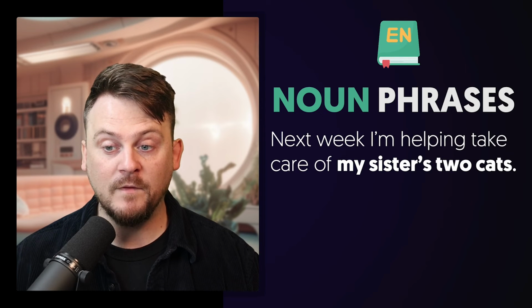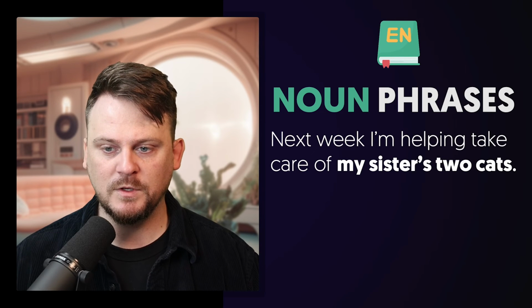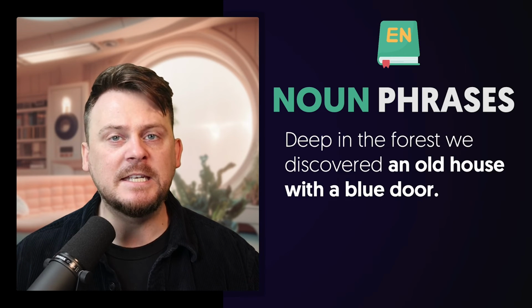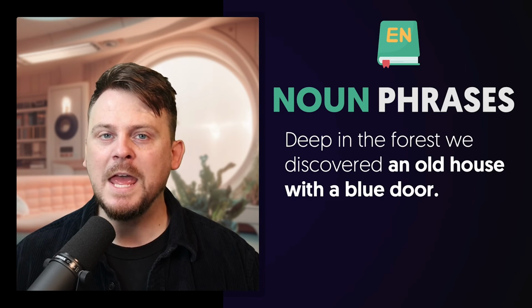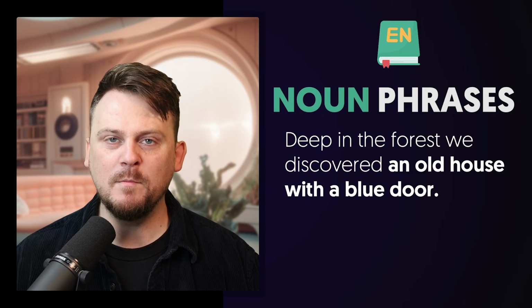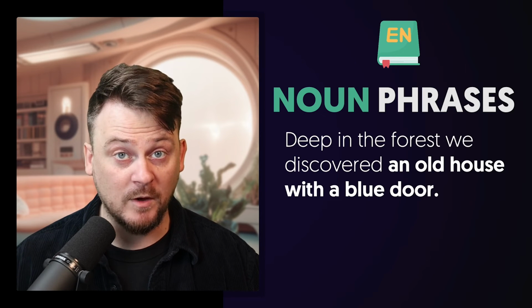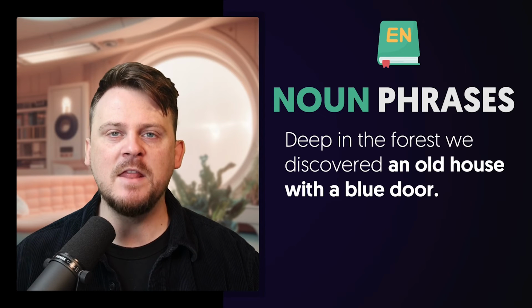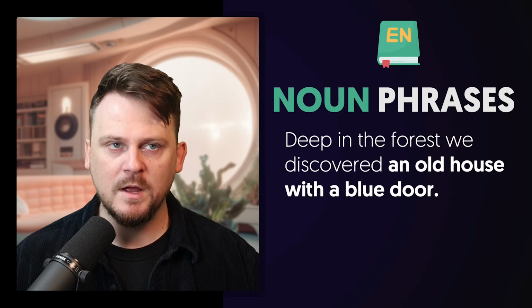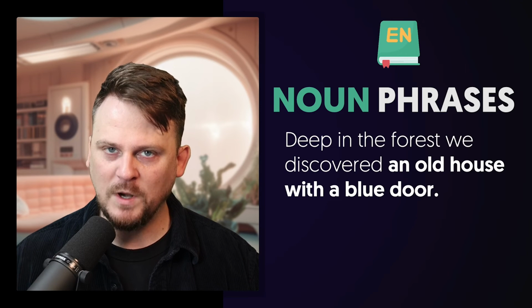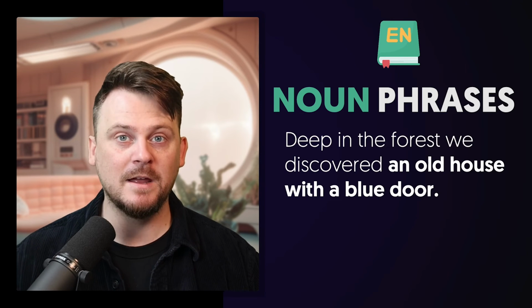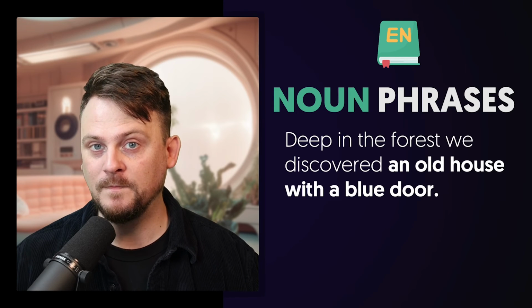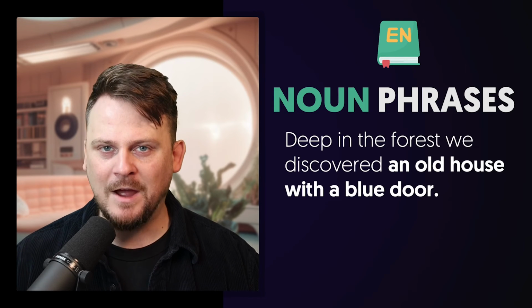All right. We have one more example to talk about here. This one is, deep in the forest we discovered an old house with a blue door. An old house with a blue door. Okay. So deep in the forest we discovered what? What is the thing that we discovered? Well, it's a thing. What is the thing? It's a house. Okay, so houses are nouns. Well, how many houses? 1.